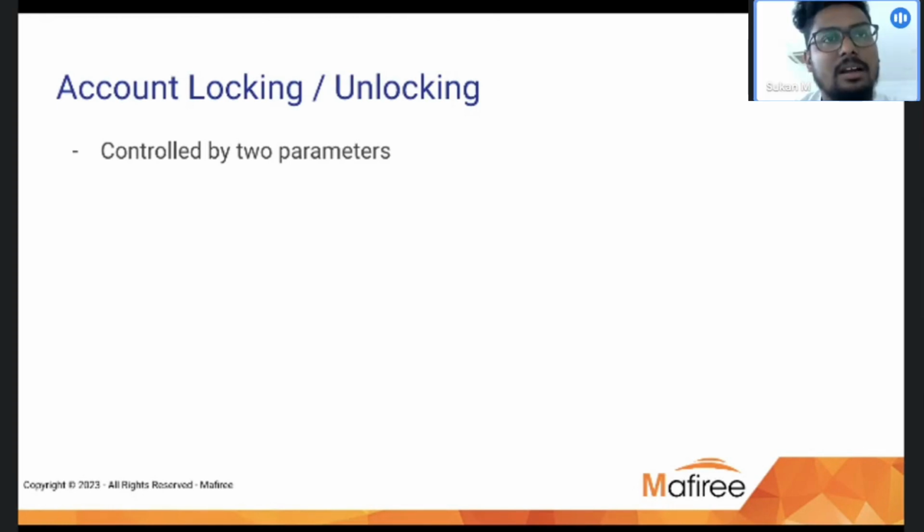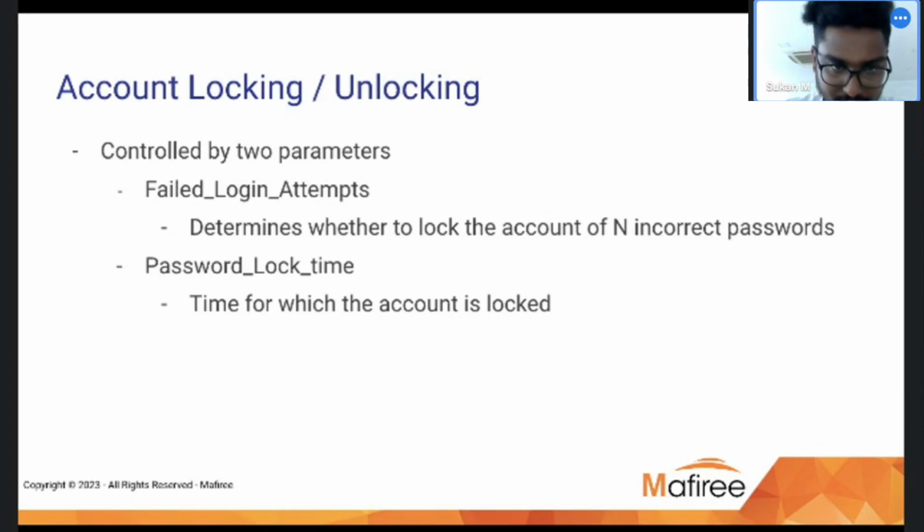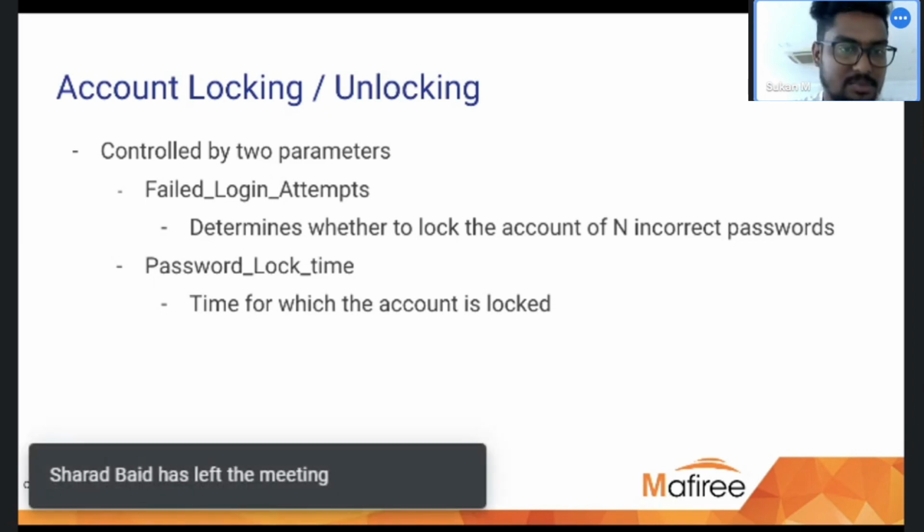Okay, so like all other solutions, like password expiration and password validation, account locking and unlocking is also controlled by two parameters. The first one is failed login attempts. As the name suggests, it sets how many incorrect passwords I can take before blocking the access. Then password lock time is how long I lock this account after these many incorrect passwords. This is clear, right?